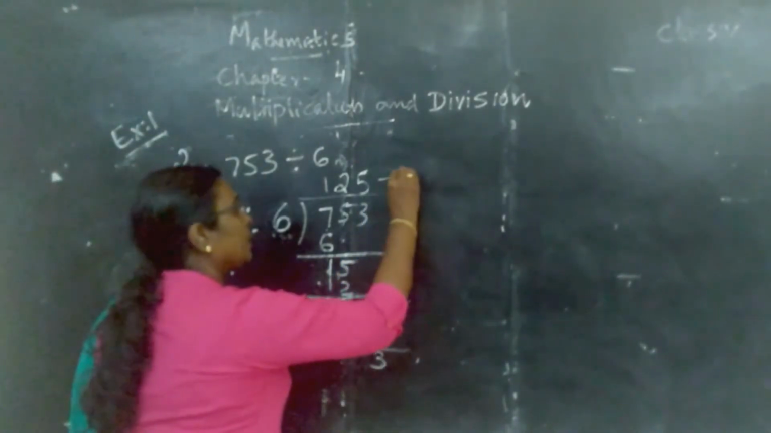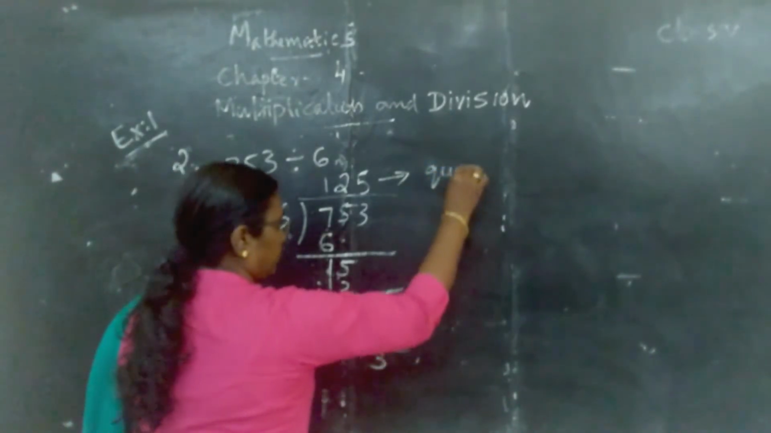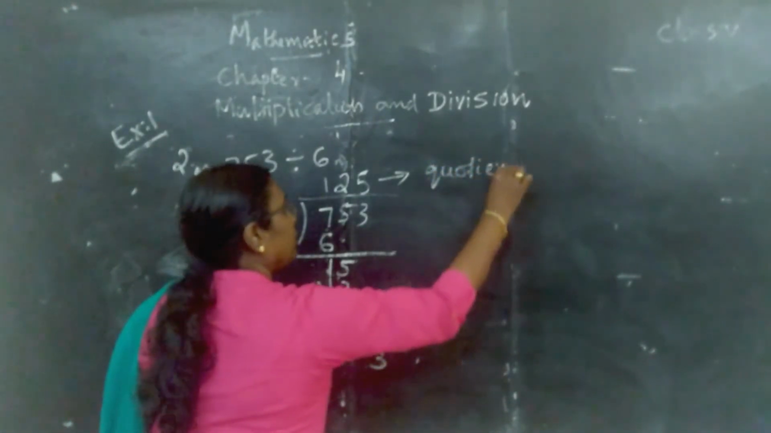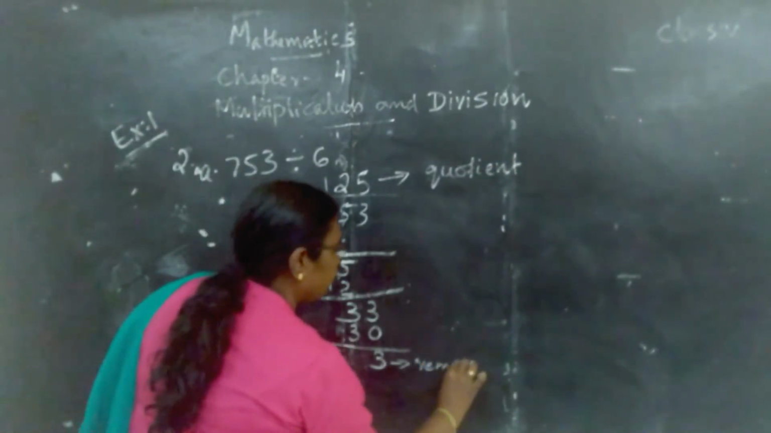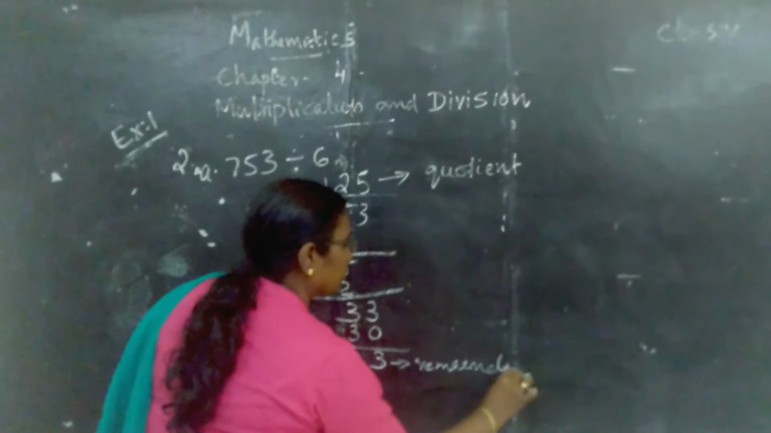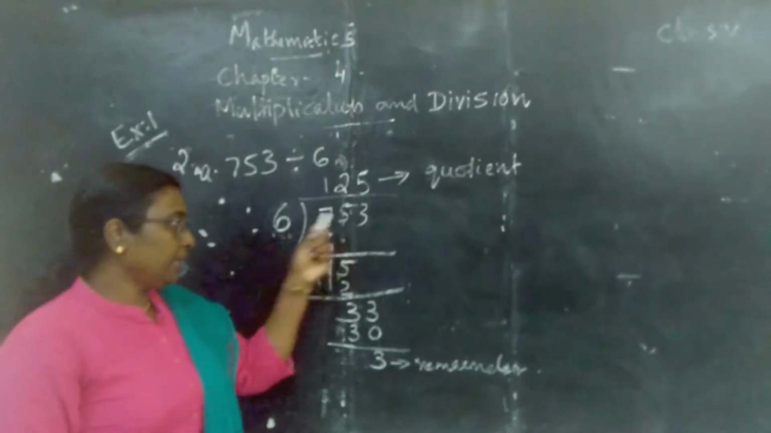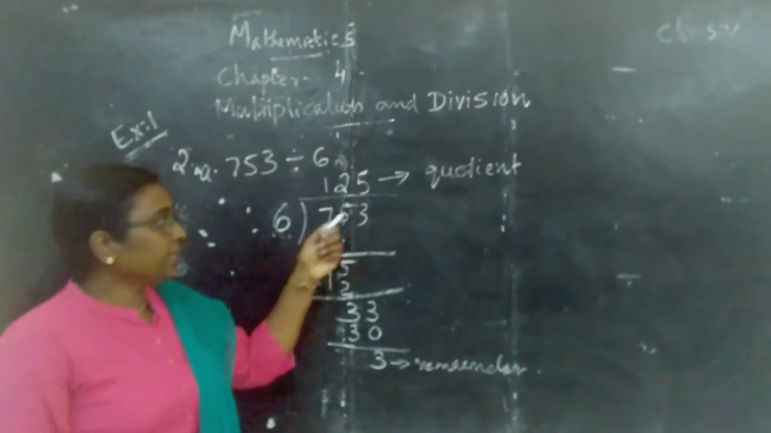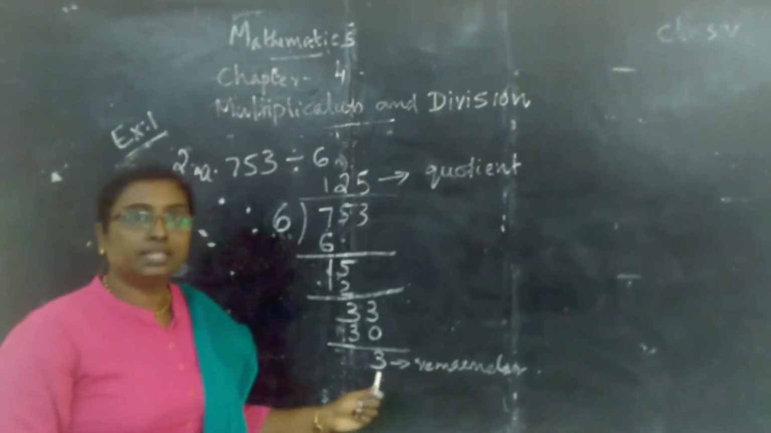Then what is 125? 125 is the quotient. 3 is the remainder. So while dividing 753 by 6, we get the quotient as 125 and the remainder 3. Okay?